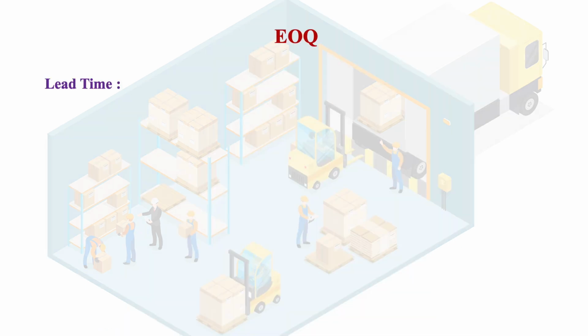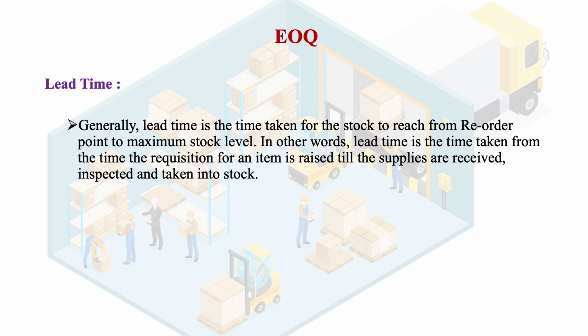So when the balance falls to this level, it indicates that a new purchase order must be placed. Lead time: it is very important to know specifically what lead time is. Lead time is the time taken for the stock to reach from the reorder point to the maximum stock level. It means the time taken from when the requisition of an item is raised till the supplies are received, inspected and taken into stock. This interval of time is the lead time.